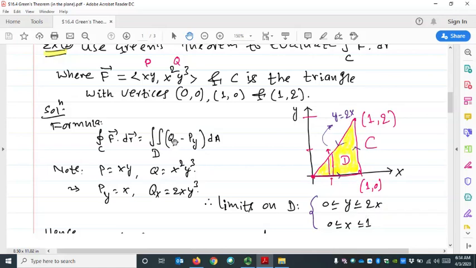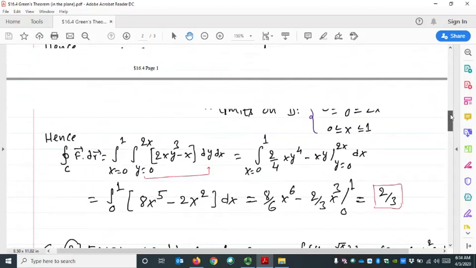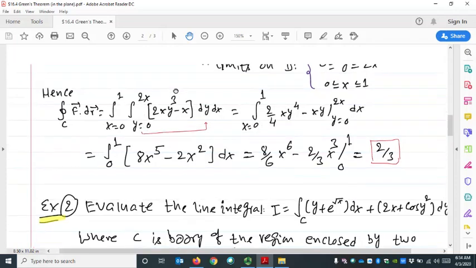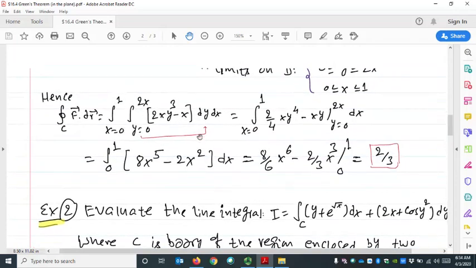And now put Q_x equals 2xy cubed, put P_y equals x, use those limits and evaluate the double integral. Let me scroll down here. So the line integral of F over C equals the double integral. This is Q_x, this is P_y, Q_x minus P_y times dA. dA is dy dx in our description of the domain. Y bound 0 to 2x, x bound 0 to 1.